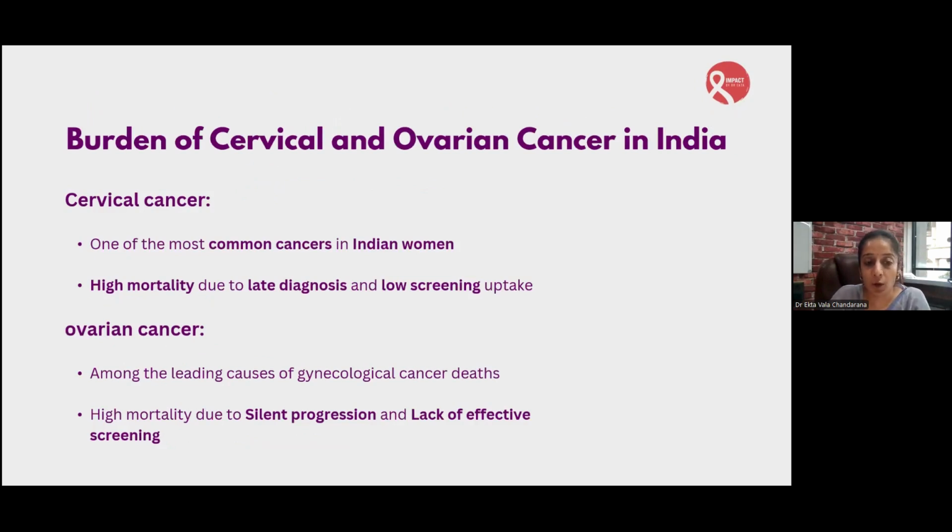So it is one of the commonest. Cervix is the commonest in our country, and unfortunately we see high mortality due to late diagnosis and low screening uptake. If we talk of ovarian cancer, then it is one of the leading causes of gynecological cancer deaths. High mortality is of course because of silent progression and lack of effective screening for this cancer.